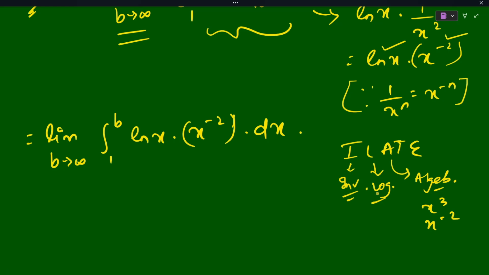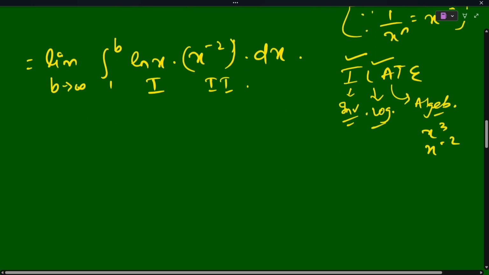In this order you have to find this one. So first should be the inverse function, so there is no inverse function. Next there should be the logarithmic function. So see, here there is a log function, so it is the first function, and this is the second function. So what is this ILATE rule integration then?